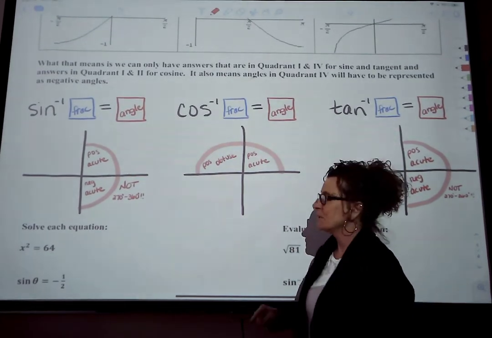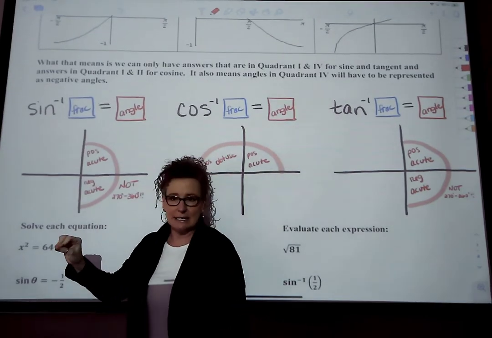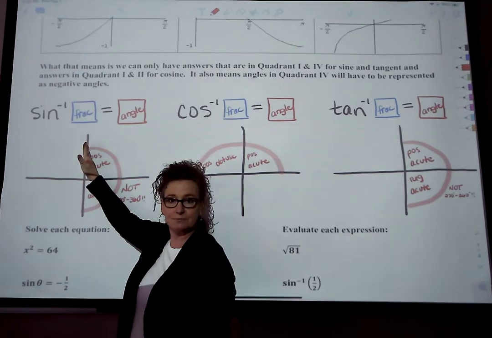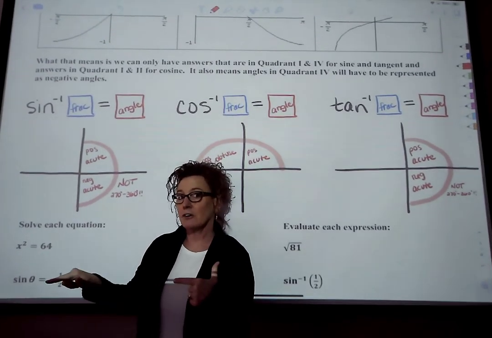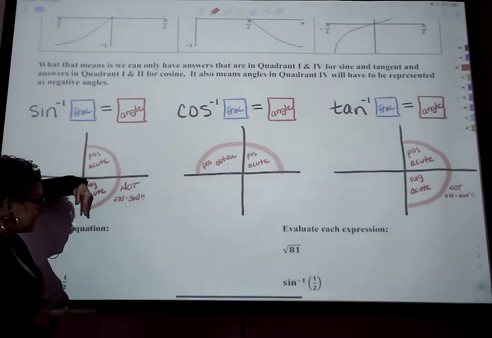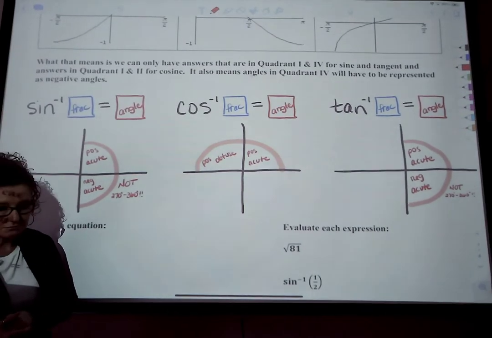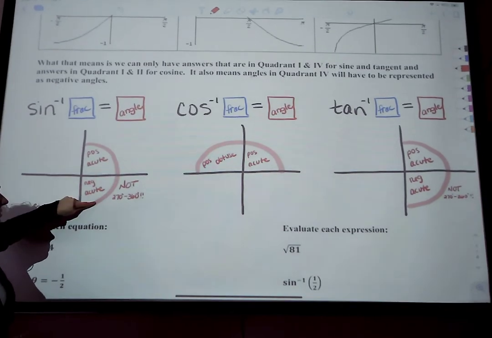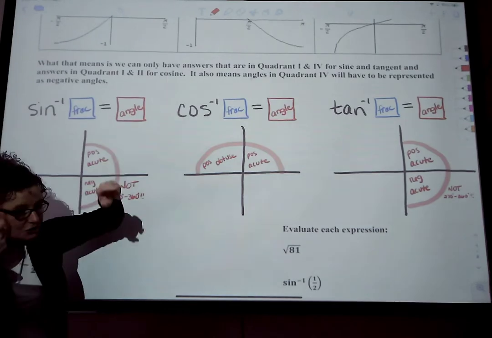Limitations. When you do this type of problem, you are limited to positive acute angles from quadrant one. Or, remember how we went backwards on the graph? You might also have a negative acute angle from quadrant 4. So any angle in this semicircle is a possibility for an answer to this question.